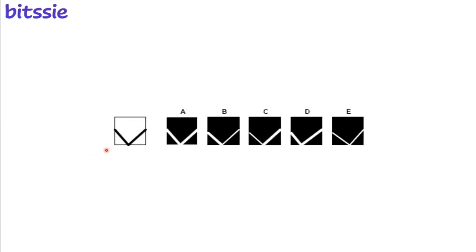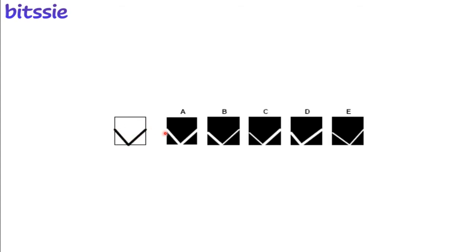What we need to do here is switch the white to the black and the black to white and see which of our options matches that image the best. So what we can see here is that we have two lines that originate in the centre of either side and meet in the centre of the bottom side of our square. And they're both thick black lines.